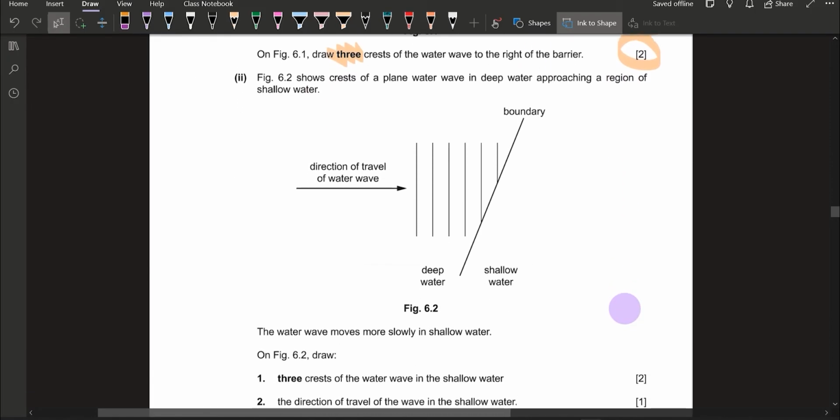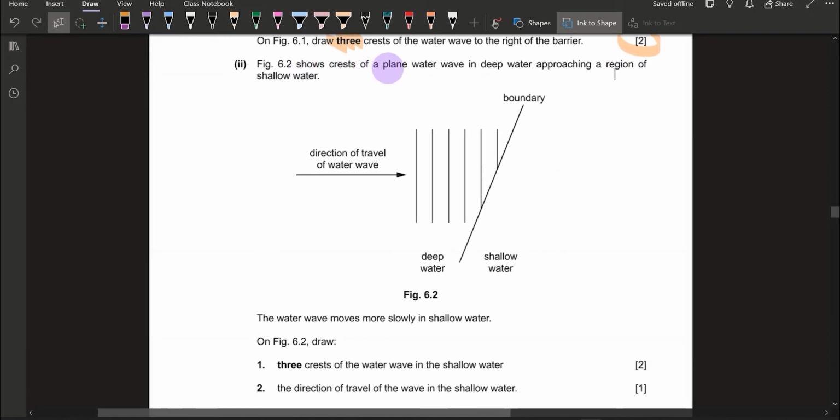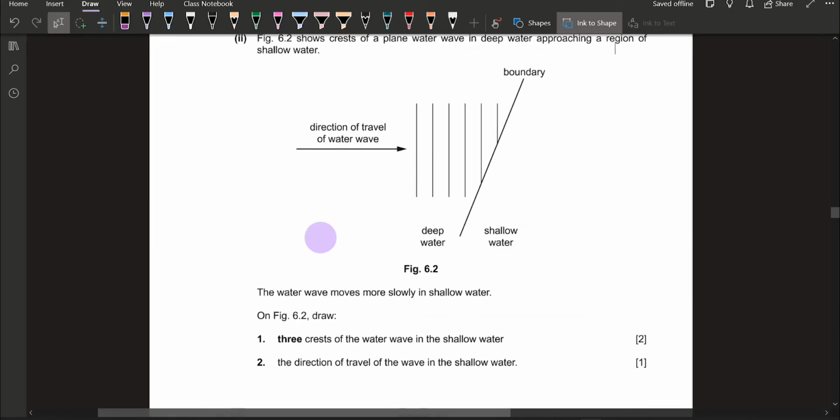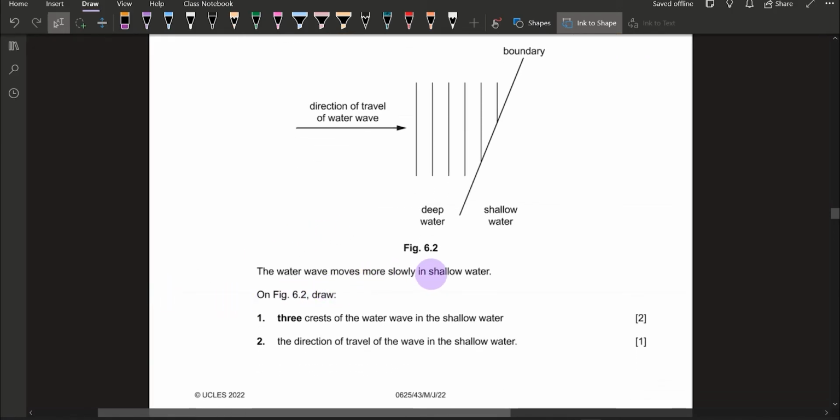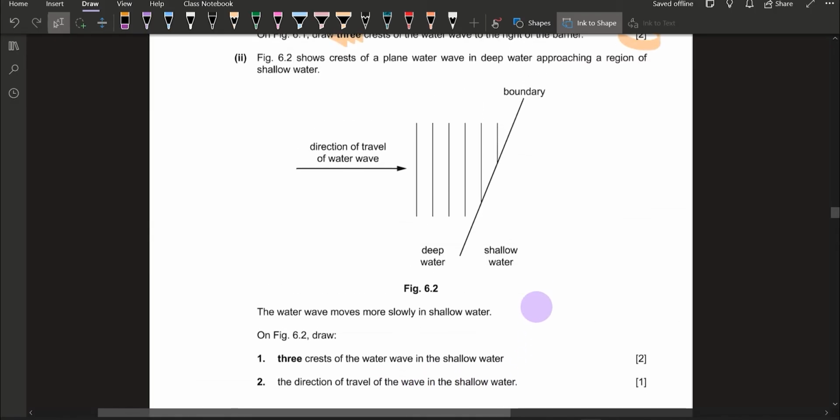Part 2 says figure 6.2 shows crust of a plain water wave in deep water approaching a region of shallow water. So we can see the direction of the water here, and this is the boundary, this is deep water and this is shallow water. The water wave moves more slowly in shallow water. On figure 6.2, draw 3 crust of the water wave in the shallow water and show the direction of the travel of the wave in the shallow water.